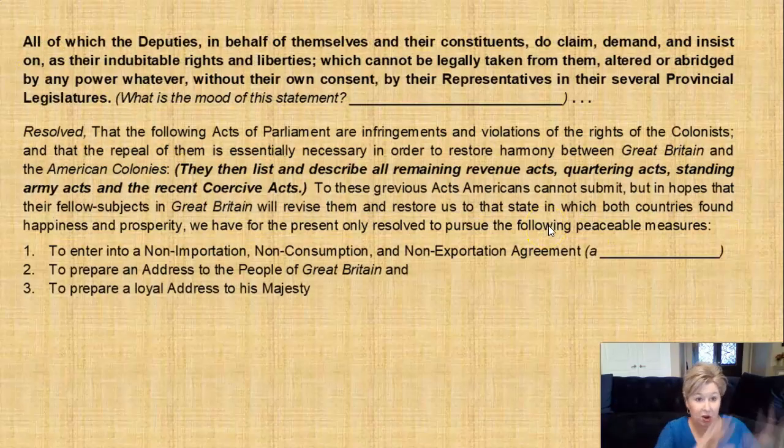All of which, all those things, the deputies, okay, representing the people, that's when they say deputies, the representatives, on behalf of themselves and their constituents, watch this language, they do claim, demand, and insist on. I would highlight that. Well, I highlighted the whole thing, but they do claim, demand, and insist on. Make a point there, guys. That is the same language we saw in the English Bill of Rights.